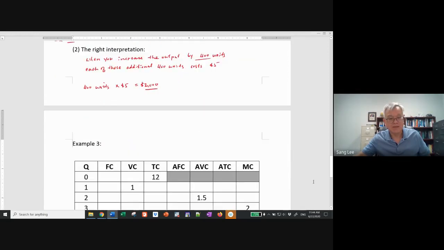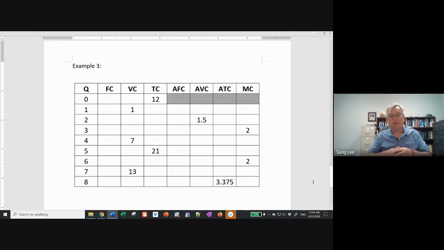All right. So now example 3. Here we will test our understanding of the average cost concept and the marginal cost concept. It looks pretty challenging, but it's not. There are so many blank cells. How are you going to complete this table? Always remember this. First, the fixed cost does not change, and variable cost is 0 when output is 0. That's the first step you need to take.